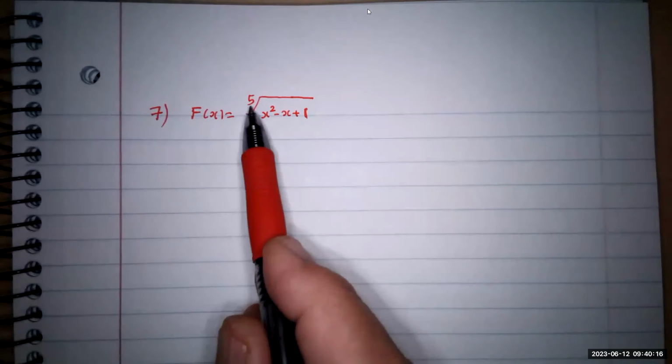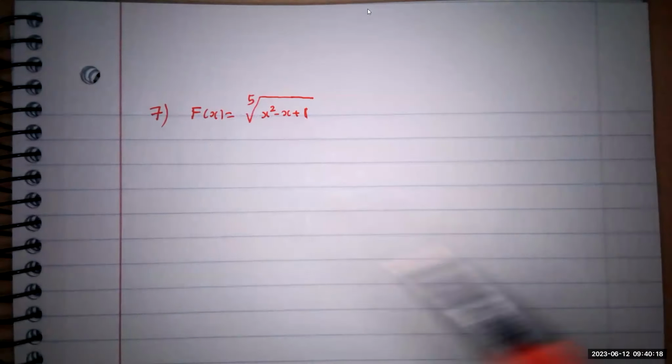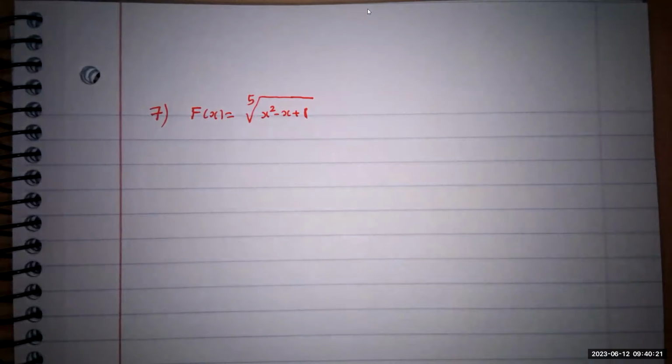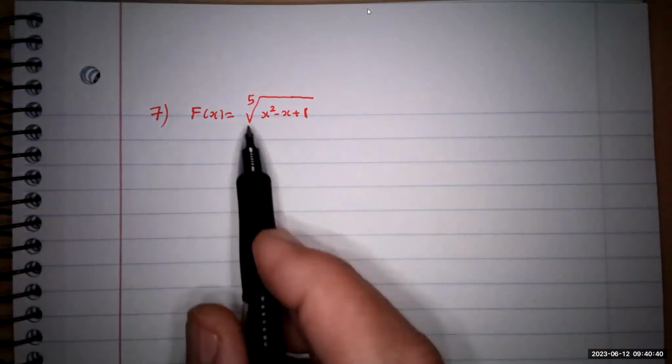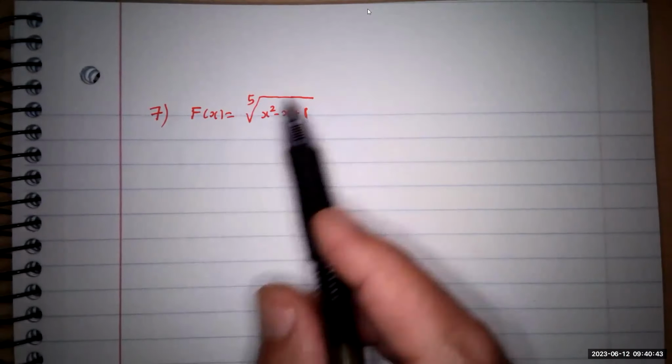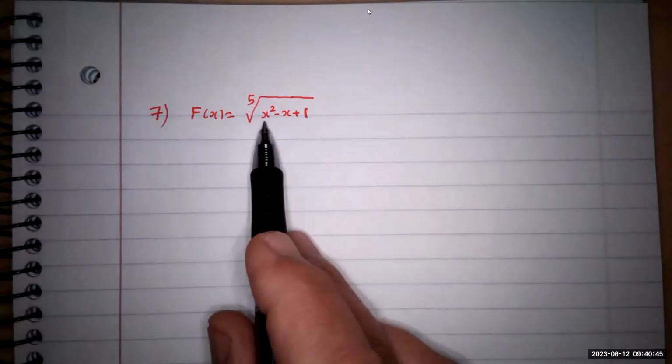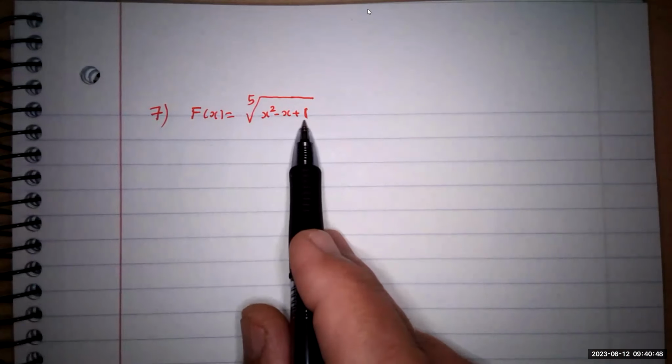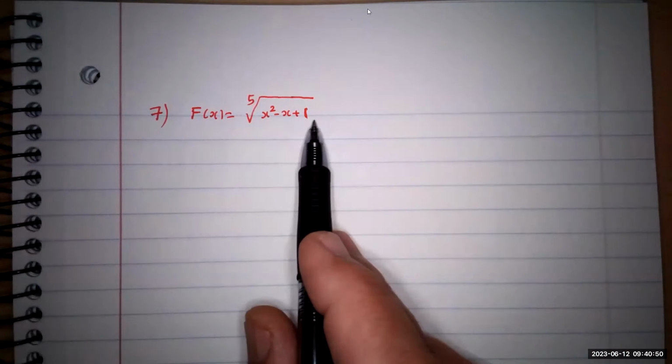You see the index is odd. When it's odd, it's free. You can have the fifth root of positive numbers, negative numbers, or 0. The fifth root of 0, for example, is 0. The fifth root of positive 32 is 2. The fifth root of negative 32 is negative 2. So we have nothing to worry about. So you forget about the radical. What is inside is the polynomial, and the polynomial is going to be defined everywhere.